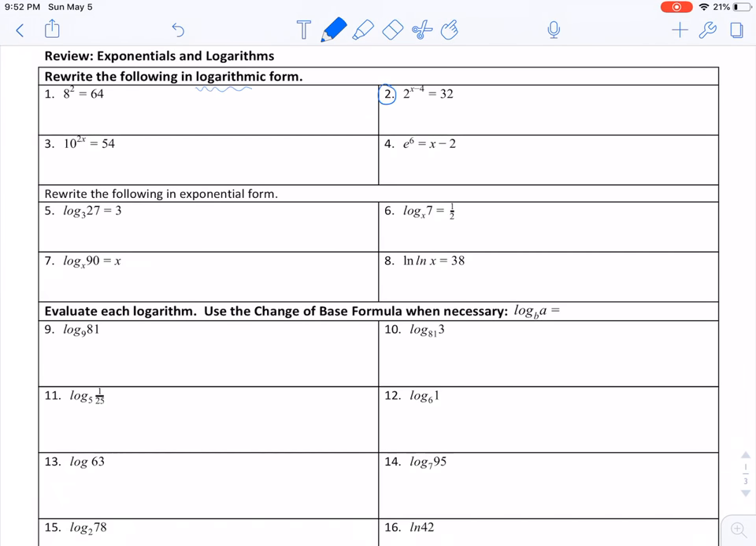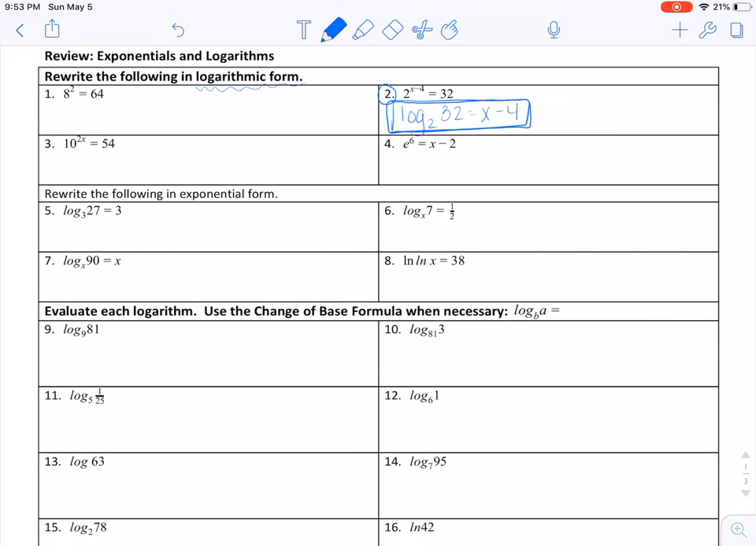It says rewrite in logarithmic form. Well, in order to do that, we need log. So we have log base 2 of 32 equals x minus 4. And that will be how we rewrite this in logarithmic form.